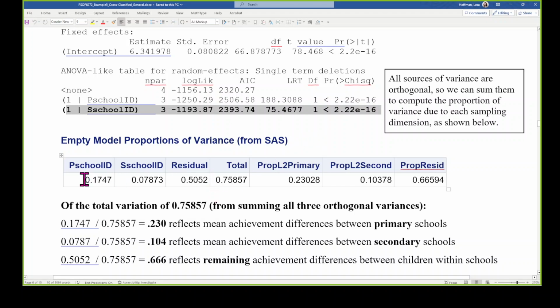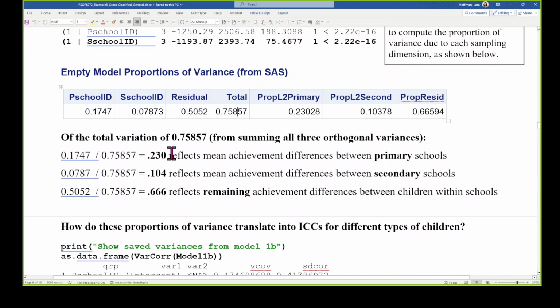These 3 variance components are all orthogonal. That means I can sum them and talk about the proportion due to each. So I did that in SAS to put all the numbers in one table. So that total is the sum of these 3. Then I computed the proportion relative to this total. So the math is down here. So in this model, the correlation of students from the same primary school is about what it was in the previous, 0.23.